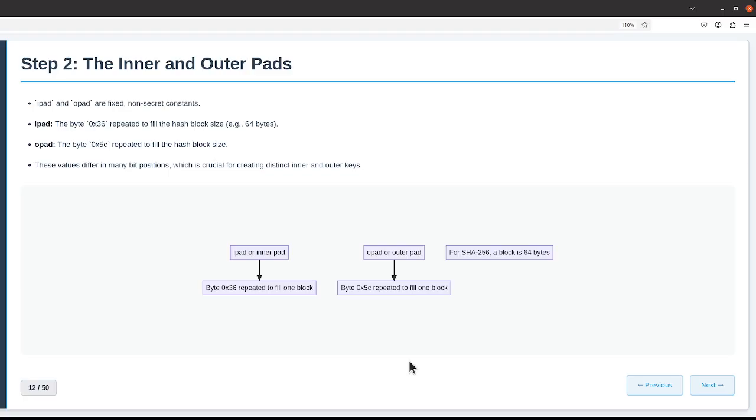These values were chosen because they have a large Hamming distance from each other, meaning they differ in many bit positions. The purpose of these pads is to modify the processed key K' in two different ways. One is for the inner hash, and one is for the outer hash. We will see this in the next step.